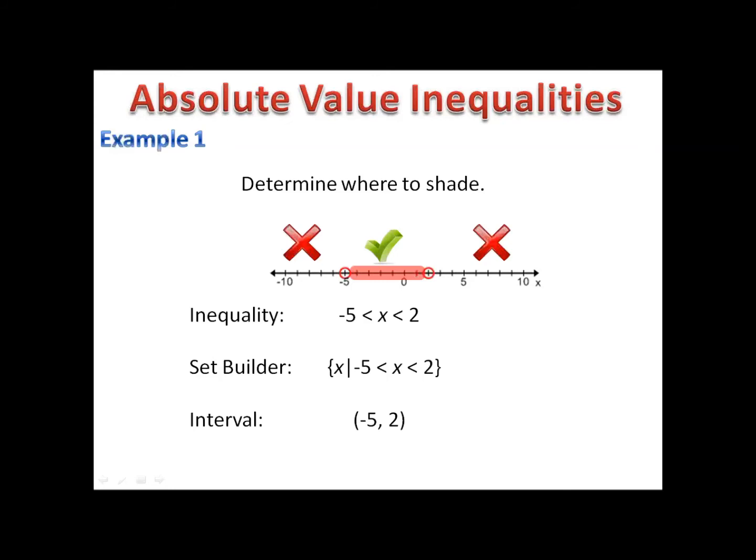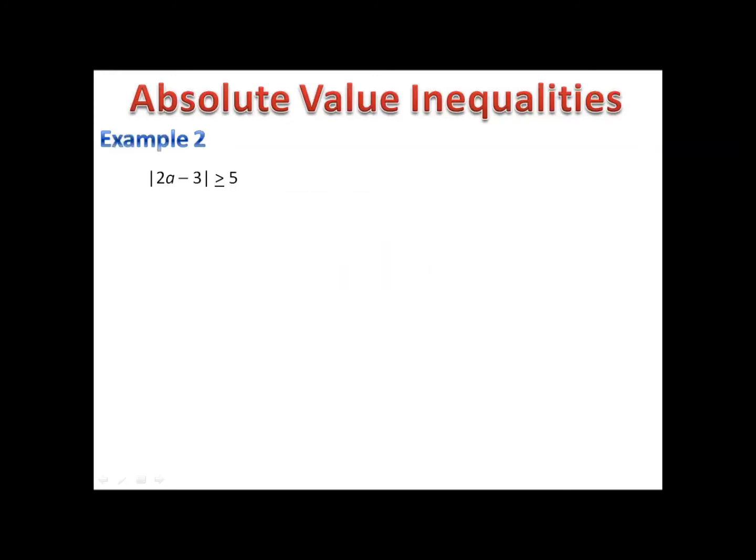They're all equivalent. The second example is for you to try. This is exactly the same, except this time we have a greater than or equal to. Remember, the first thing to do is to change the inequality to an equation. Then write your 2 derived equations and solve them. Those become your points on the number line. Once you've done that, do your test points to determine which parts of the number line you'll shade.